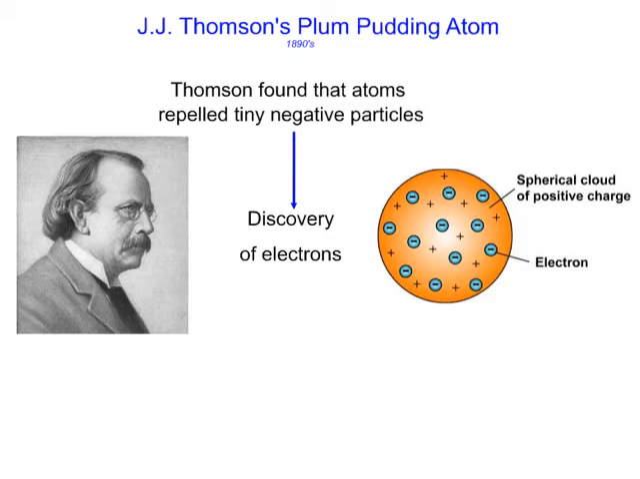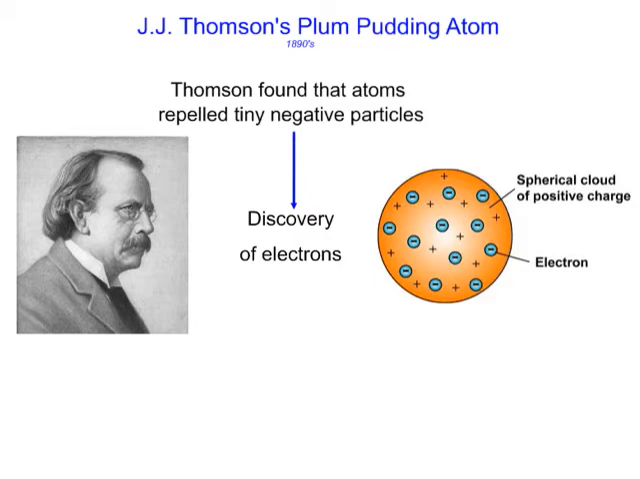Maybe that's why he looks so concerned in this picture. He decided that perhaps there were little tiny negatively charged particles. He decided to call them electrons, and they must be present somewhere in this atom in order to repel his tiny negative particles that he was throwing at them.